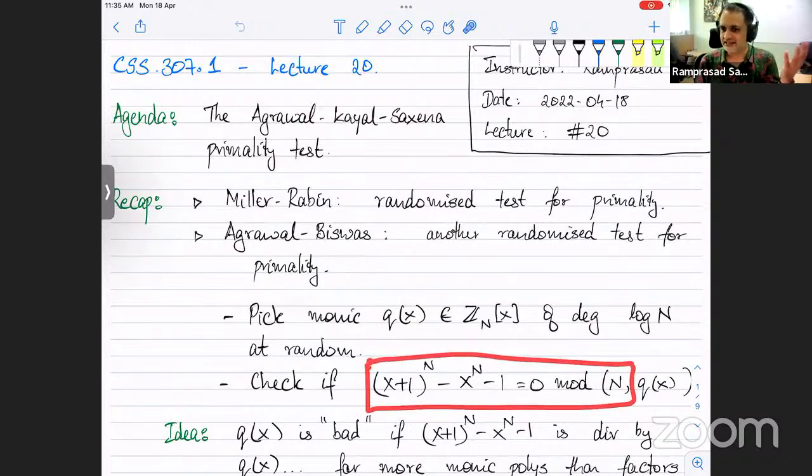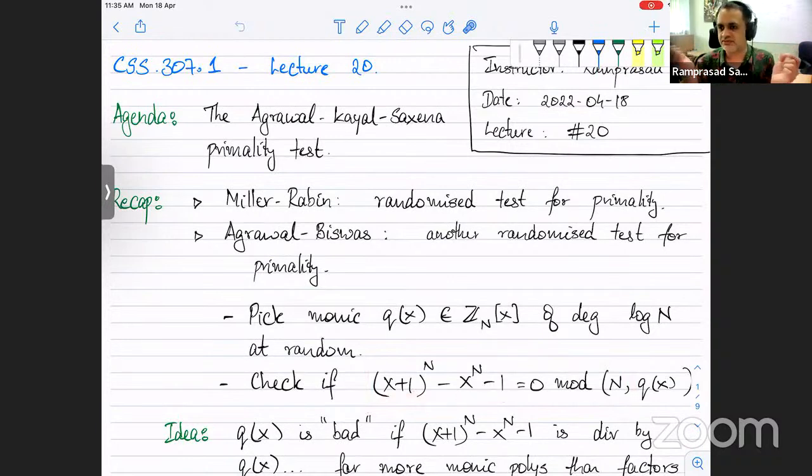But the problem with this is that this is too large a test. How am I going to expand out (x plus 1) to the n, look at all the terms and convince myself that only these two terms survive? Because I want to run in time polylogarithmic in capital N. So the fix for this was, okay, let's do one thing. We know how to compute this modulo some small degree polynomial. So let's pick a small degree polynomial of degree about log n, or whatever makes the analysis work. And then just check if this equation holds modulo n and q of x. Okay. So that was the rough idea.